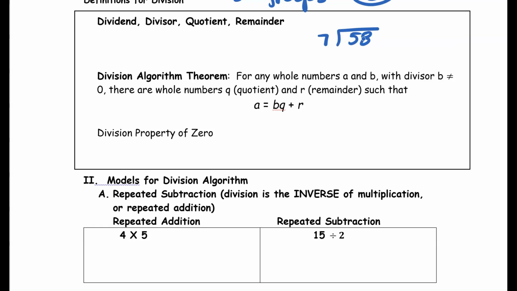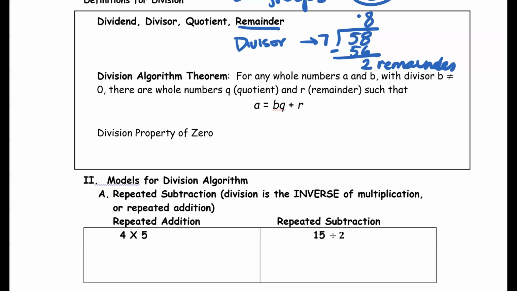So how do we do this if we use long division? So we say, how many times does 7 go into 58? It goes in 8 times. 8 times 7 is 56. We subtract, and we get 2 left over. So we have our 2 is our remainder, so that's one of the terms. The 7, that's the divisor.